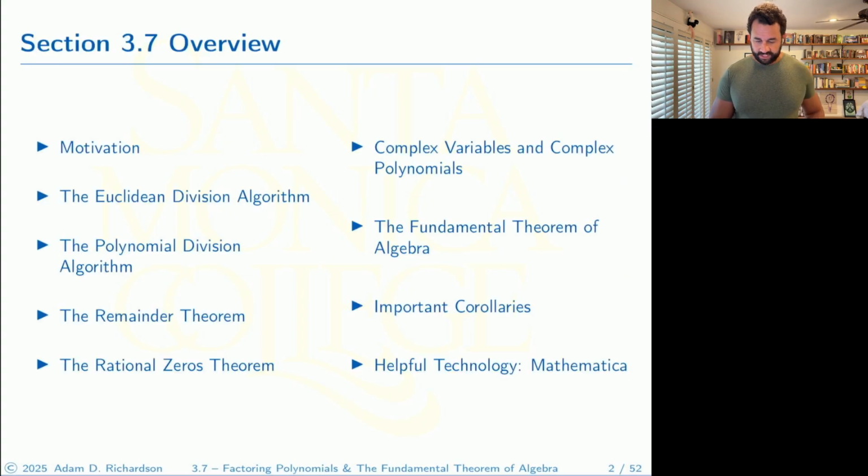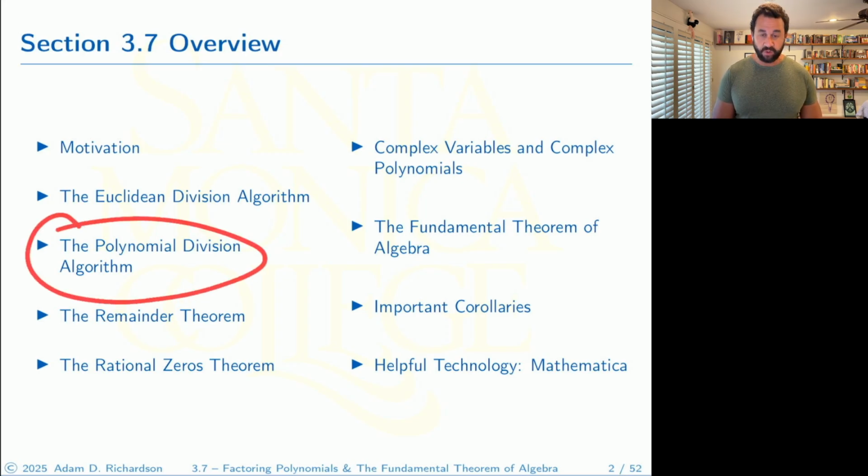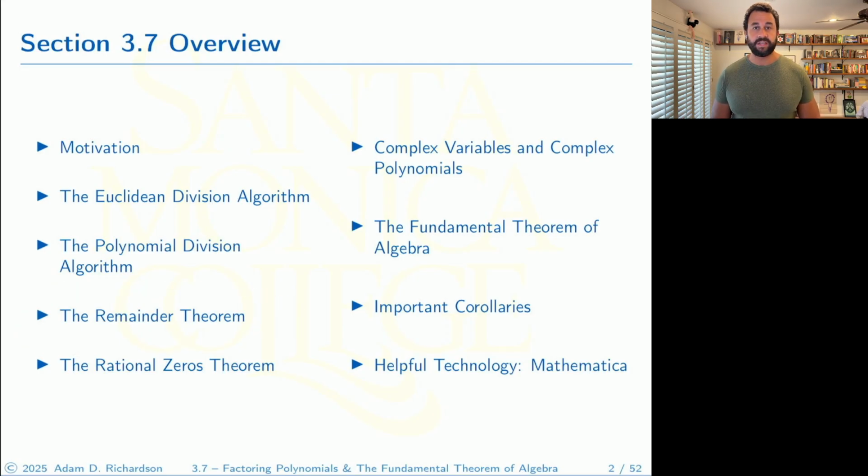All right, so we're going to start with some motivation. Then we're going to talk about the Euclidean division algorithm, like we talked about back in chapter 1. Then we're going to generalize it to the polynomial division algorithm. Then we're going to state and prove the remainder theorem. And from that theorem, we get the factor theorem, which we talked about back in section 3.5.